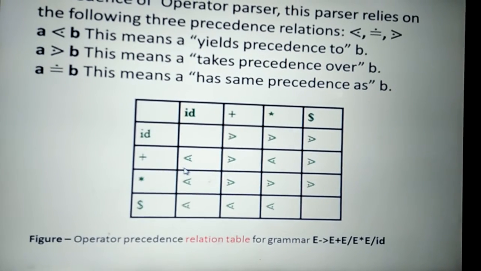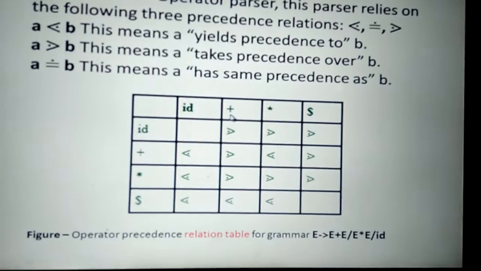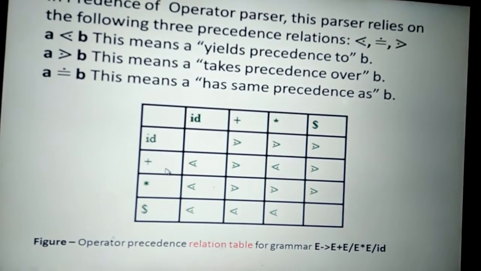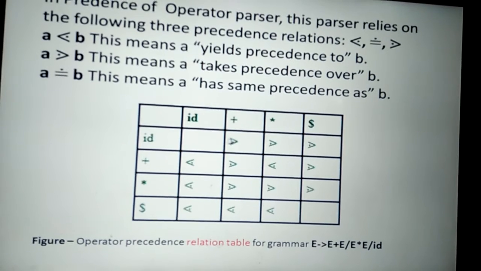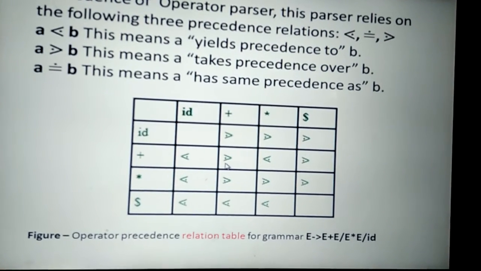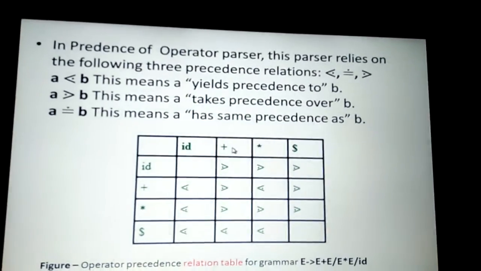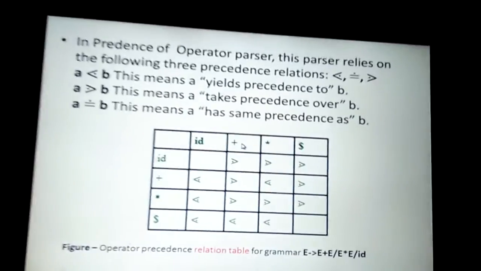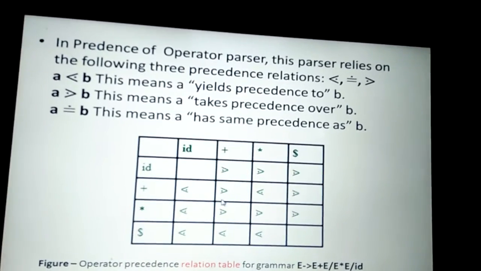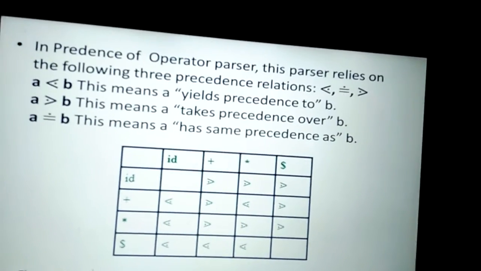So here plus has less precedence as compared to the identifier, and plus with plus, how is the precedence? As we are moving from left to right, the associativity follows from left to right, so the left plus has the higher precedence than the right hand side, than the movement of the right hand side of the parse tree. So plus has the highest precedence.